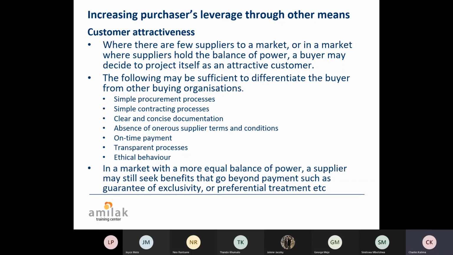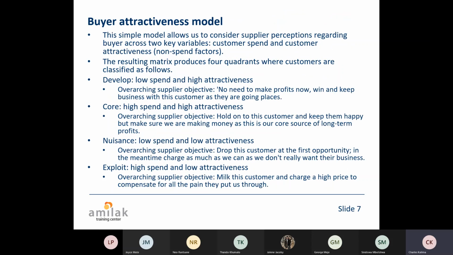So the buyers need to be ethical. You have to be an ethical buyer. You cannot be accepting bribes and kickbacks and things like that as a procurement practitioner. It is totally unacceptable. In a market with a more equal balance of power, a supplier may still seek benefits that go beyond payment, such as guarantee of exclusivity or preferential treatment.